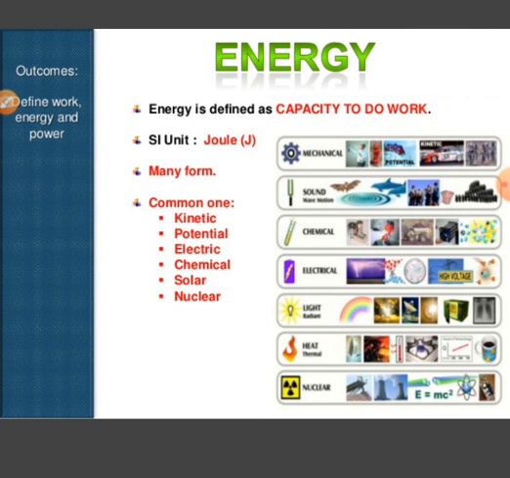These are the forms of energy that we have. We have the common forms. Here we have kinetic and potential, which belong to a class called mechanical energy. We also have electrical, chemical, solar and nuclear energy. These are the common forms of energy. Of course, there are more. Let's move on.